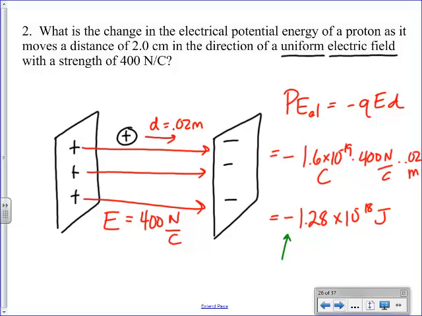Next thing I want you to notice is what cancels here. I didn't do the best job of drawing the C because it kind of looks like it's in the denominator, but it's not. It cancels with this C, and what I end up with is newtons times meters, which is joules. So the units still work out the way that they have all throughout this course.